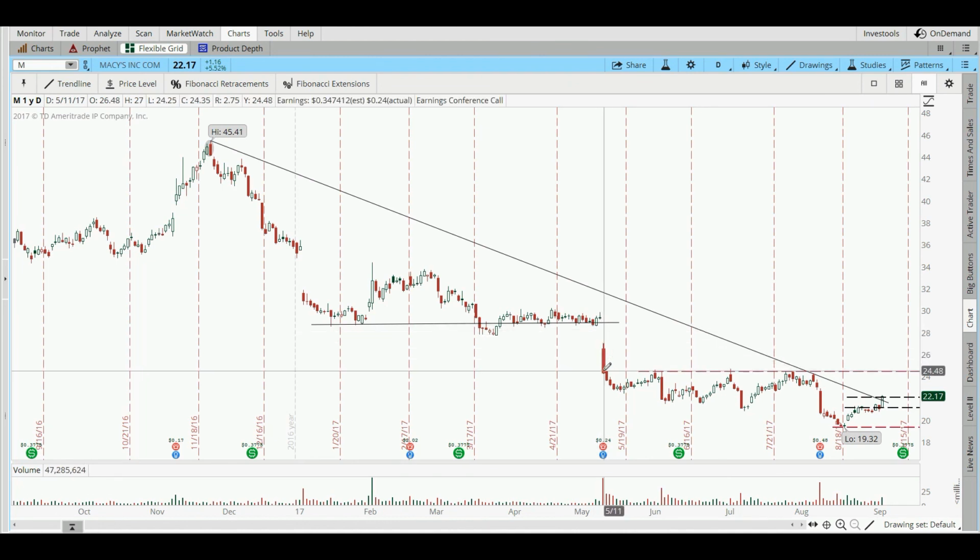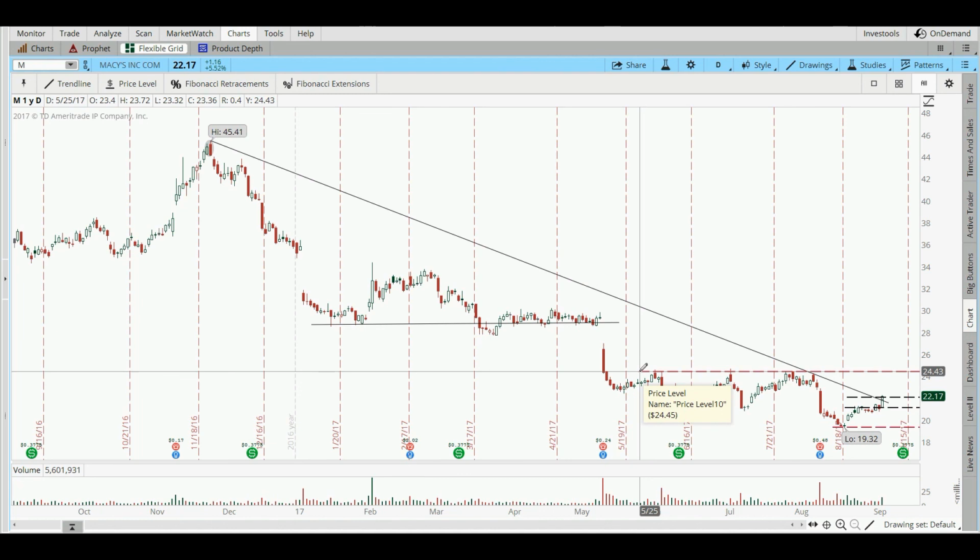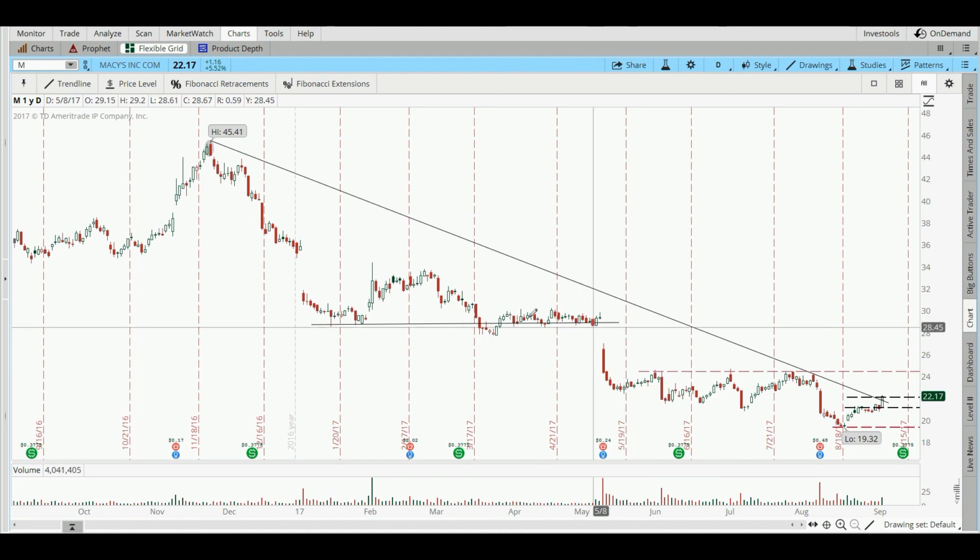Now you have another area of resistance, this 24.34 area. Every time Macy's bounces up to 24.34, what does it do? It rolls back over. It bounces up, rolls back over, bounces up, rolls back over. So this is an area of horizontal resistance. Buyers do not feel that at this price, Macy's is a stock worth having. So what do they do? They sell. They've continued to sell every time it hits that price. That shows you the imbalance between supply and demand.